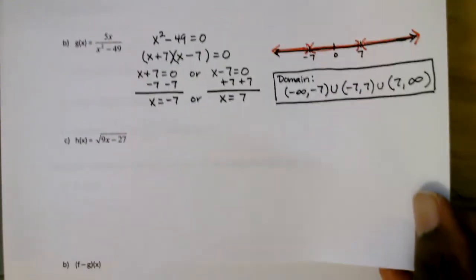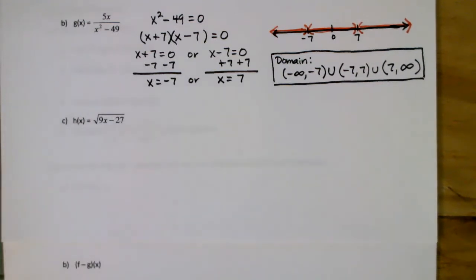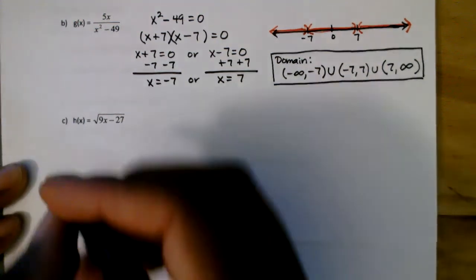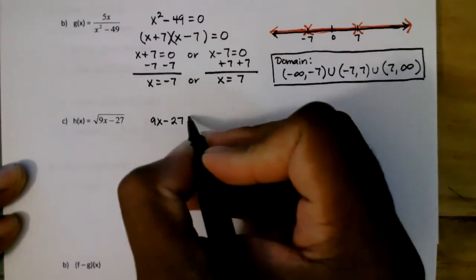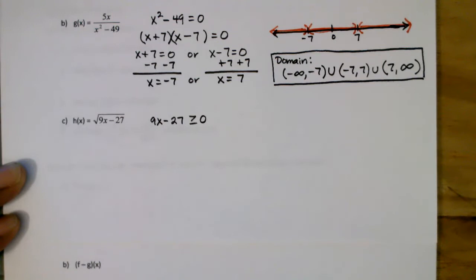All right, the next example is a radical function that has an even index, the 2 is understood. So we read that as the square root of 9x minus 27, that's equal to h of x. It is a radical function with an even index. So that means we take what's underneath that radical, which is 9x minus 27, set it to be greater than or equal to 0. All right, and we do that because we can't take the square root of a negative number.